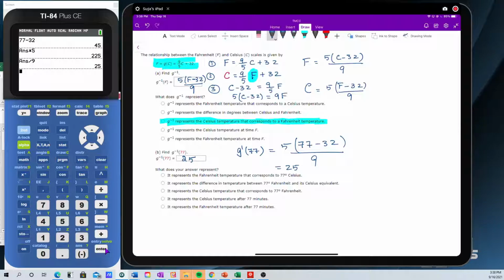And what does this represent? It represents the Celsius temperature that corresponds to 77 degrees Fahrenheit.